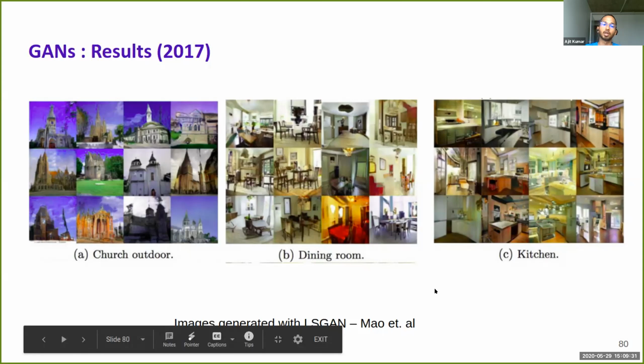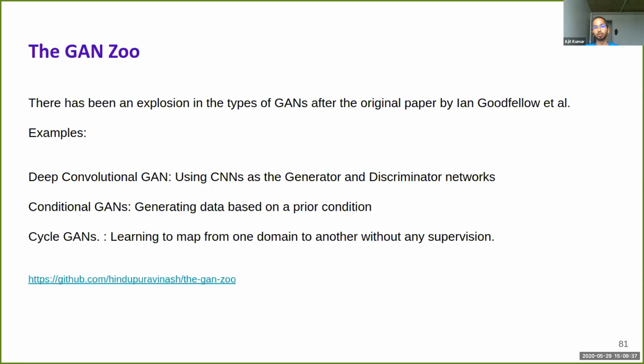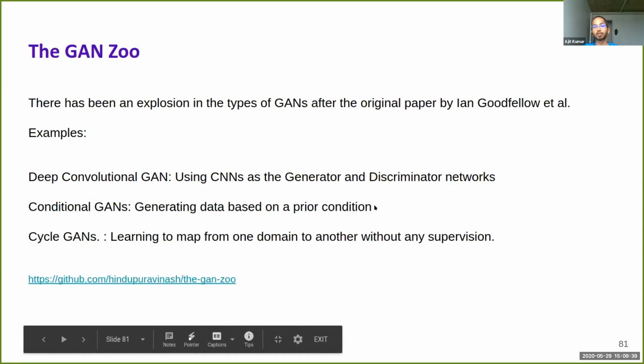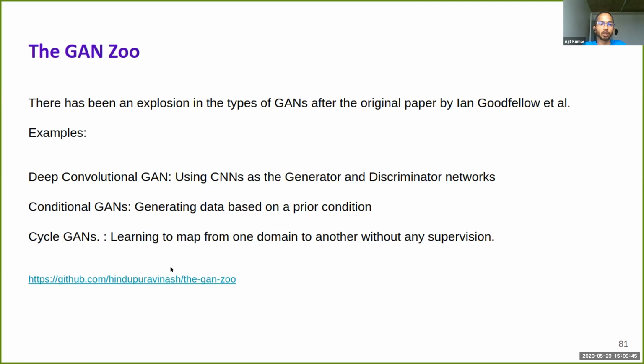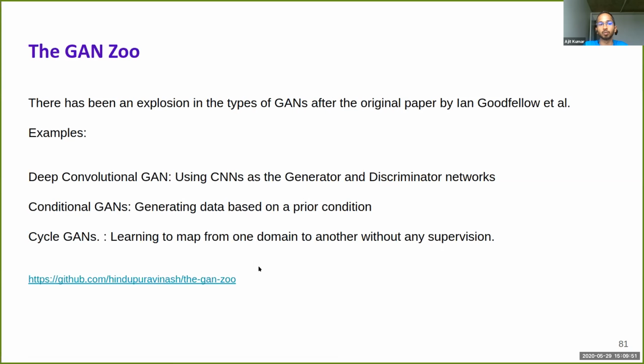There are a lot more variations of GANs available. Collectively, they are called the GAN zoo. We'll discuss just a couple of these GAN models. You can look at this link to figure out, as there are thousands of GANs available, and maybe explore them later.